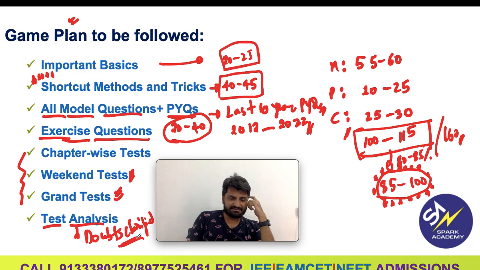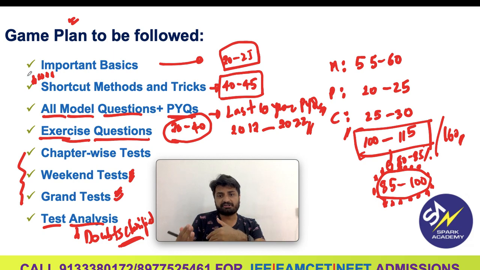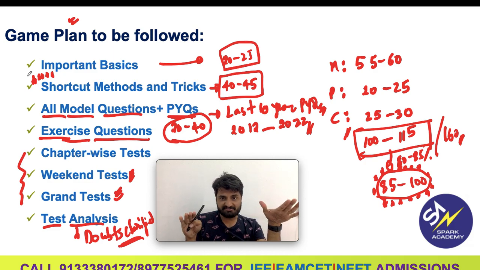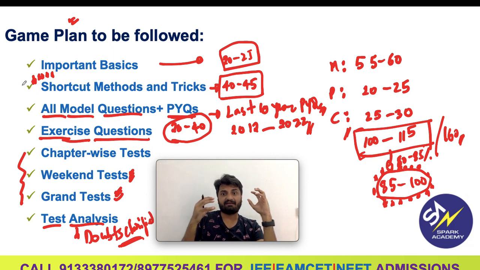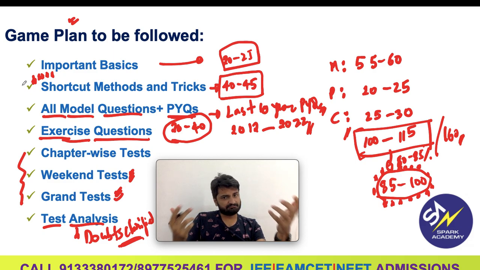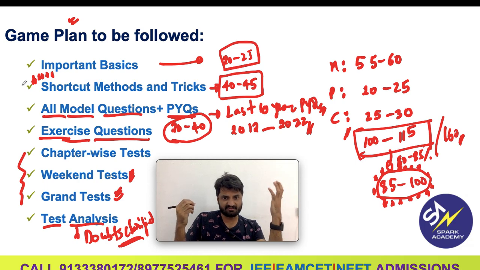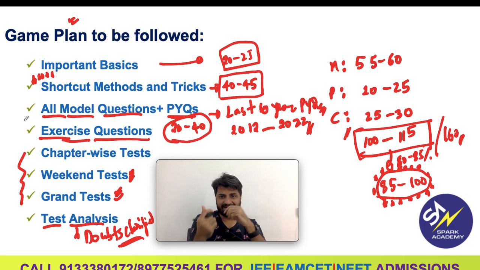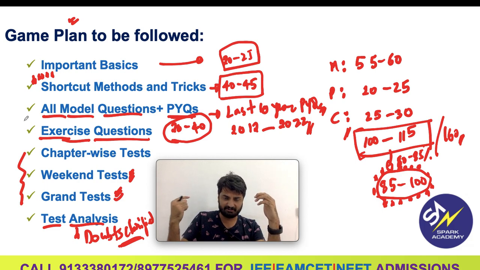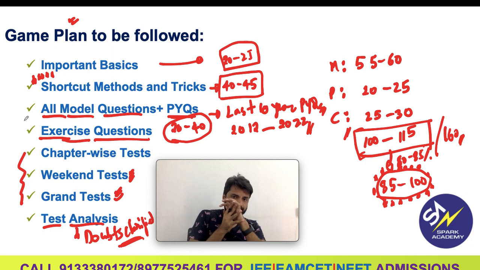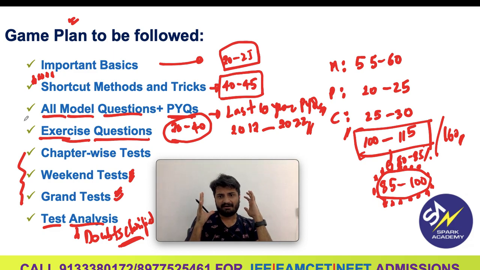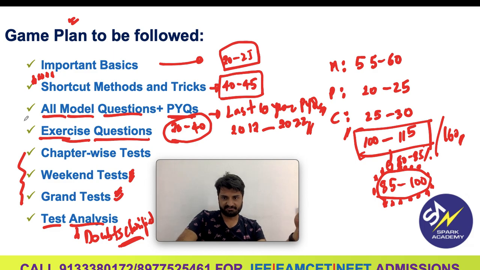Now, how do you achieve all this? Important basics have to be taught by someone. So you have to join a coaching institute or take a video series to clarify all your basics. Even the shortcut methods and tricks are where coaching institutes should play a part. So you should ideally join a coaching institute, and we at Spark Academy are here to help you with the shortcut methods and tricks as well. Then for all the model questions, you can take any previous year question bank and start solving the chapters based on the weightage, based on the game plan which I gave you. You should have access to a test series, chapter-wise tests, weekend tests, grand tests, and accordingly you can do the test analysis.